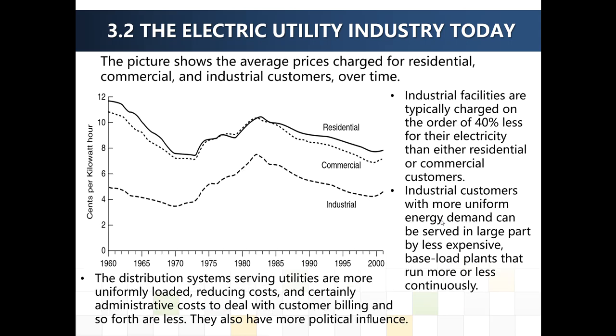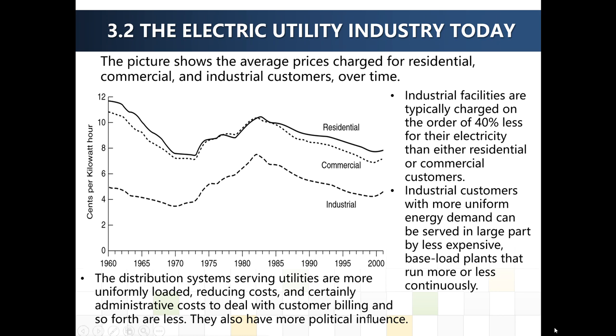This picture shows the average price charged for residential, commercial, and industrial customers over time, from the 1960s to the year 2000. Over the 40 years, the retail prices to the residential, commercial, and industrial customers fluctuated. The industrial facilities are typically charged on the order of 40% lower for their price than the commercial and residential.